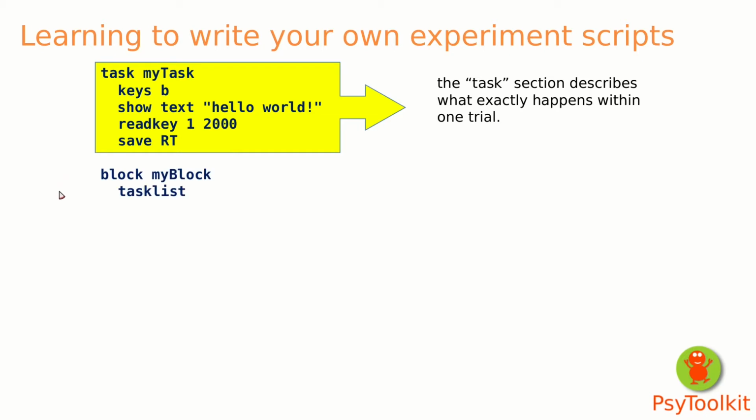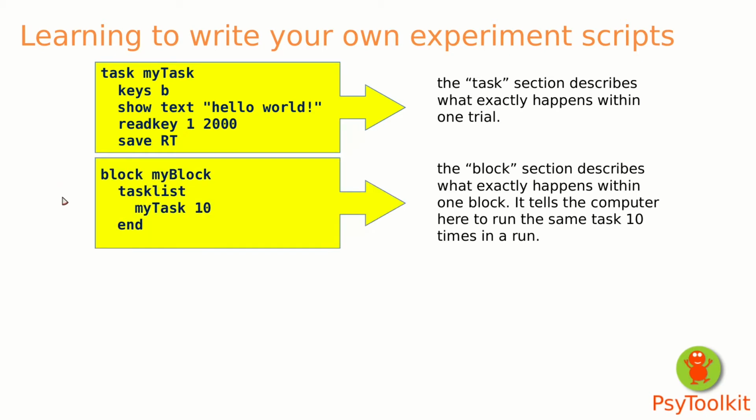Then you also have blocks. They look something like this. In the block section, you see exactly what happens within one block of trials. In this case, we have something like a task list ended by the word end. And in between there, you say which task has to be done and how many times. So you say my task 10 times. If you have more tasks, you can have more tasks, but let's not talk about that now. This is basically the simplest possible experiment where you show something on the screen and people respond, okay?